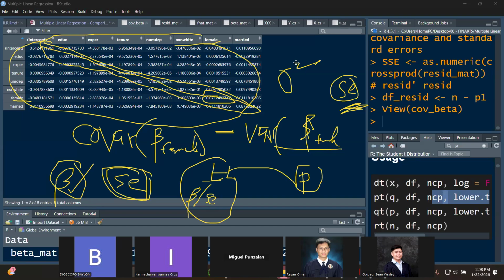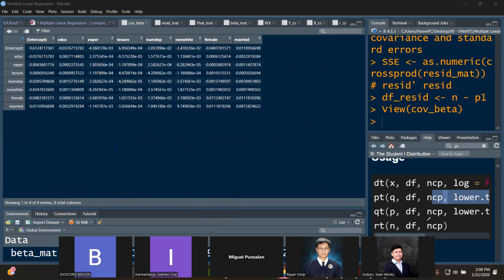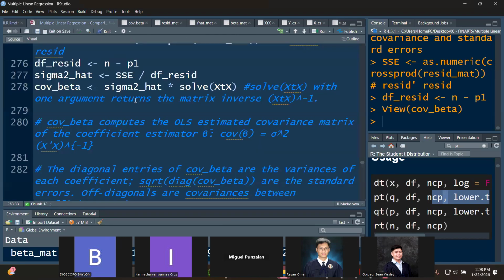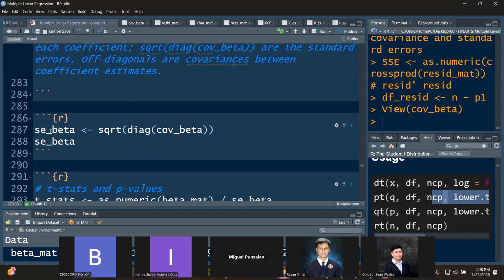Let me remove the drawings. Okay, go back here. All right. So we now have our covariance of your beta. So here, class, the standard error of your beta is using the covariance of your beta, class, get the diagonal, and then get the square root.